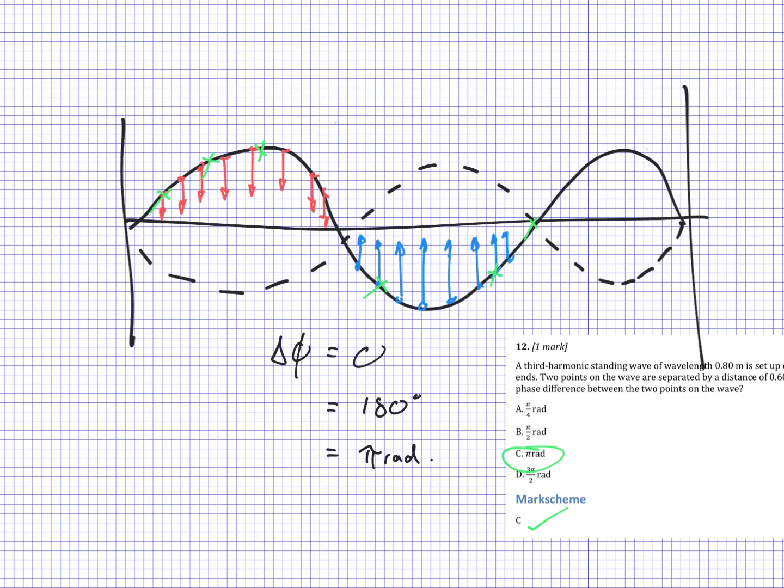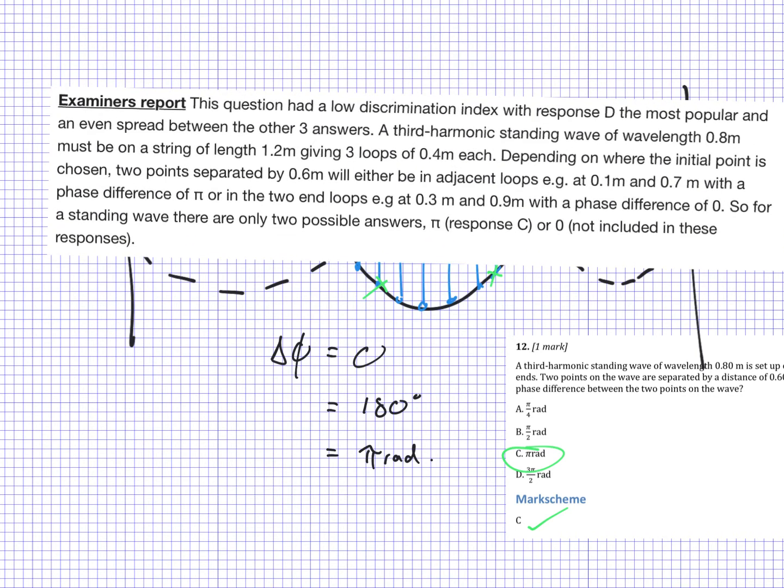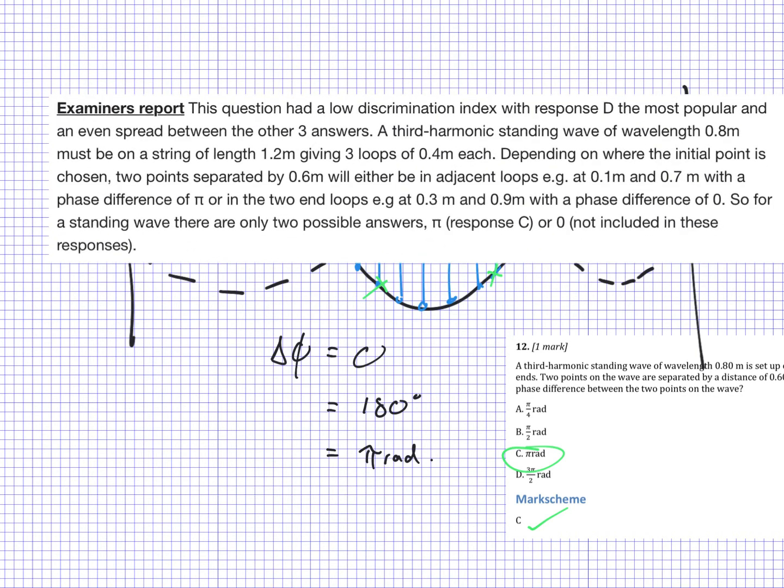Actually, it's not even rant over, because I managed to find an examiner's report, and check this out. It's quite damning. Here it is. It gives a bit of an explanation as to why, well, pretty loose explanation. But interestingly enough, it says there's a low discrimination index. That means all of the kids that wrote this were not able to distinguish between them. D being the most popular answer, that's what we kind of came up with before.